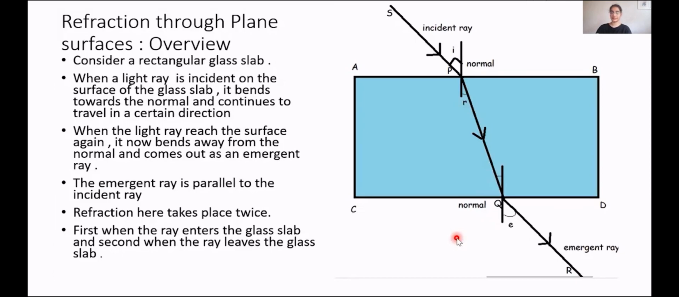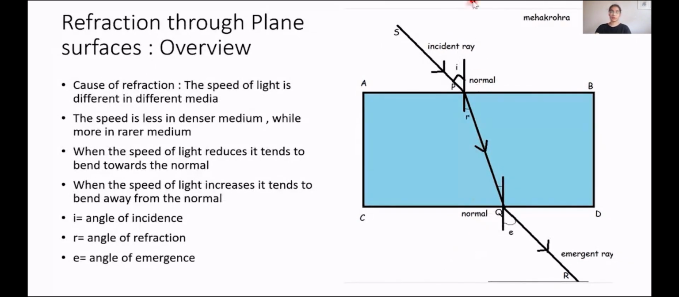First when the ray is entering the glass slab, and second when the ray is leaving the glass slab. This is refraction through plane surfaces. And as I have already told you what the cause of refraction is, the speed of light is what differs in different medium. The speed of light in air is different than the speed of light in glass. The speed of light is different in water, speed of light is different in oil. Speed of light differs from medium to medium.